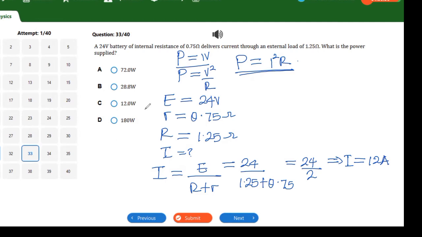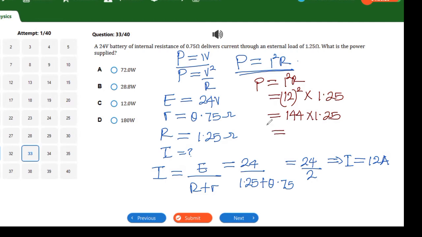The next thing is to apply the formula. We have P equal to I squared R. That will be I, which is 12 all squared, multiplied by R, which is 1.25. So that will give us 144 multiplied by 1.25. So that our P will be equal to 144 multiplied by 1.25. That should give us 180 watt. So that is 180 watt. Is that taken now? So that's about this question 33.